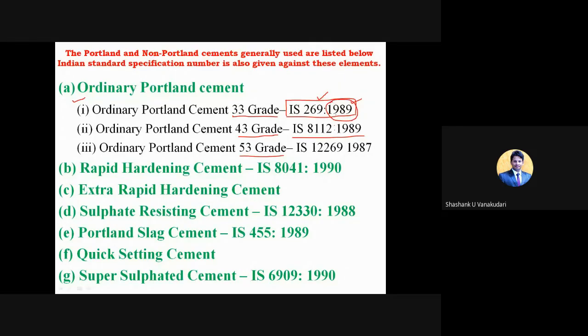In the year 1989 only, they prepared the standards of this ordinary Portland cement. Then the next grade is ordinary Portland cement with 53 grade, and for that they have the code IS 12269 in the year 1987 itself. Okay, so these are the types of ordinary Portland cement.